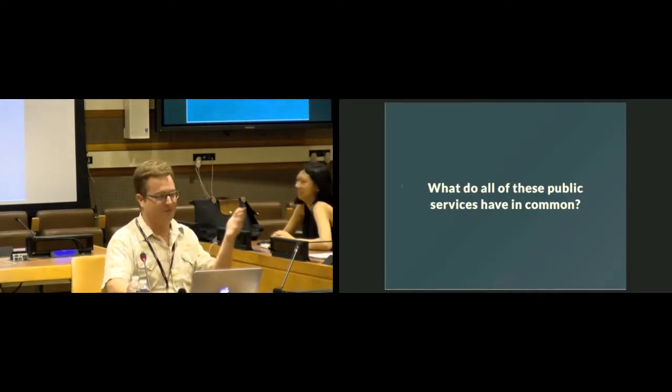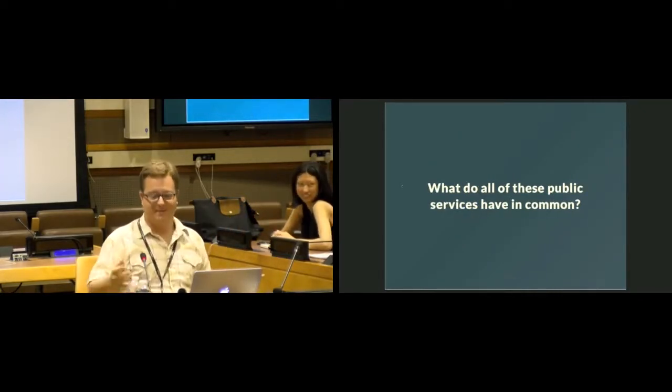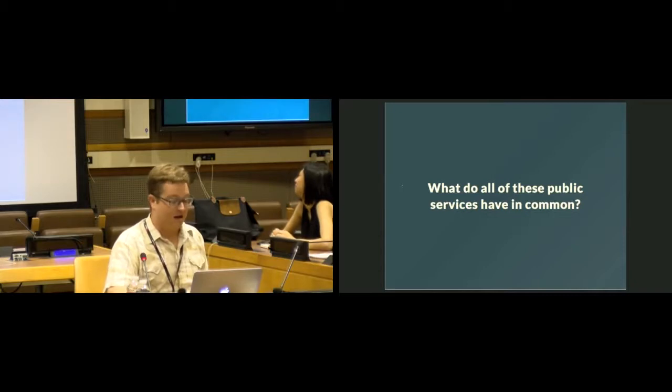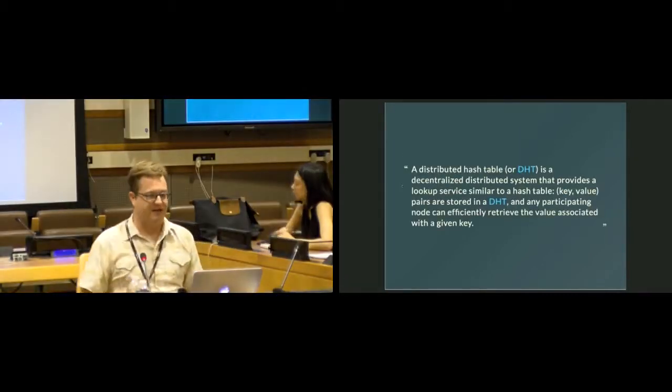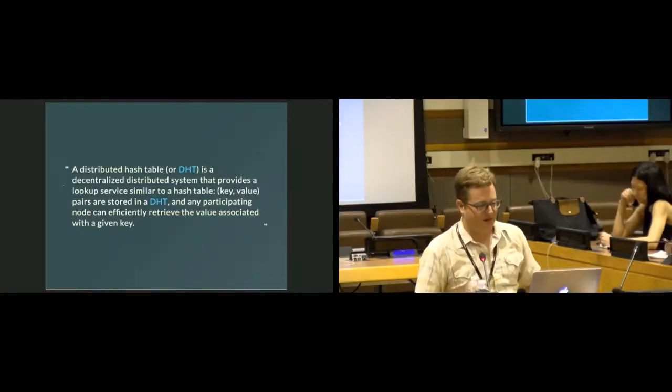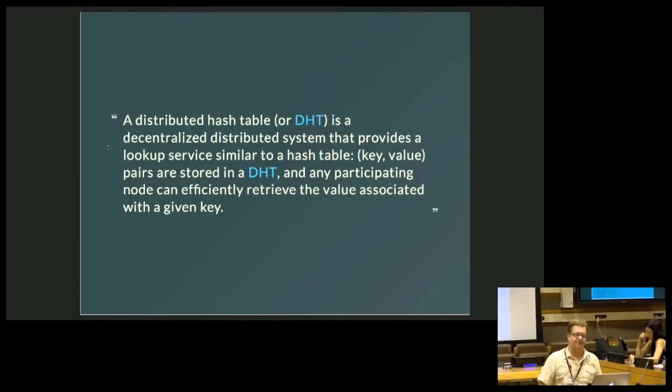All right, so what are all these public services? We'll call them public services. What do they have in common? Well, they all use DHTs. A distributed hash table, or DHT, is a system that provides a lookup service similar to a hash table. We have a key and a value pair that are stored in a distributed fashion across many nodes, and any participating node can effectively retrieve the value associated with any given key.